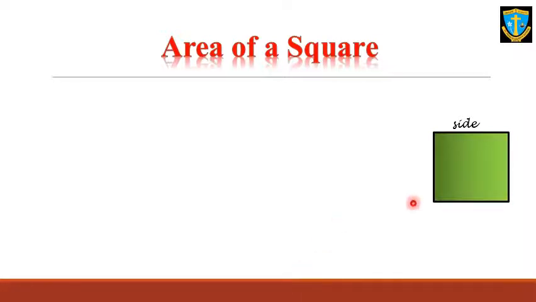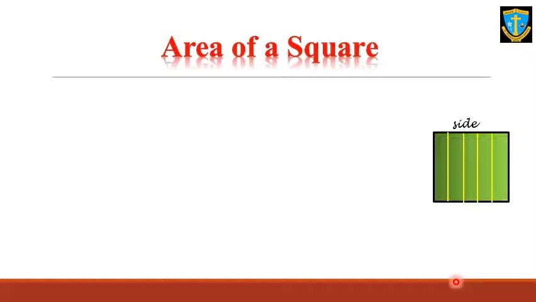Area of a square. A square is a regular shape because all the sides measure equal. A square has sides. We now need to find the area, that is the part enclosed inside the boundary of the square, the green portion. What is the area of this square?